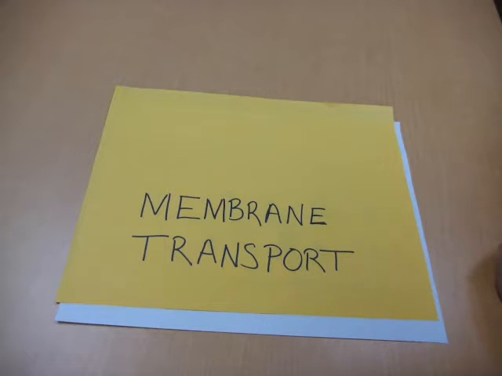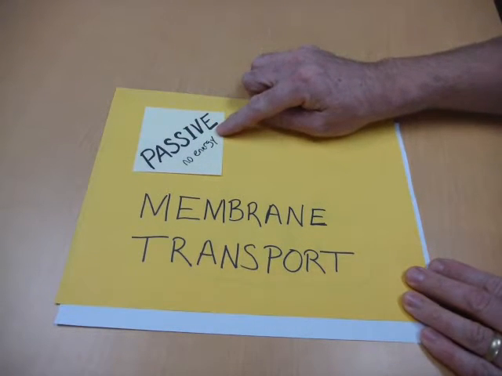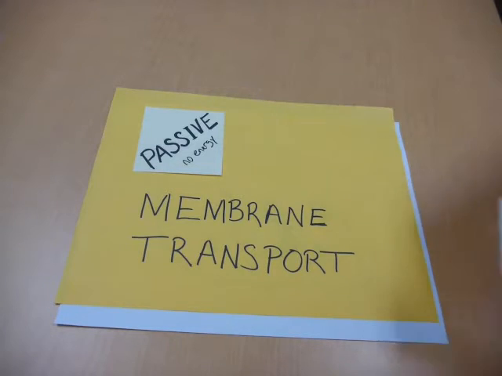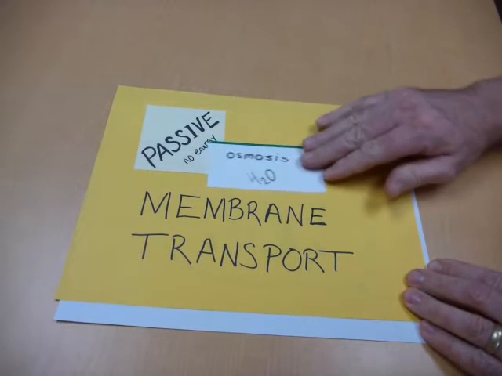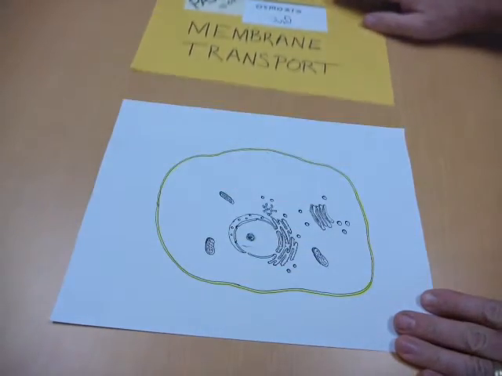Here to talk to you about osmosis. In all the different types of membrane transport we have, osmosis is a passive process, does not require any energy, so it falls into that category and really involves the movement of water across the cell membrane.